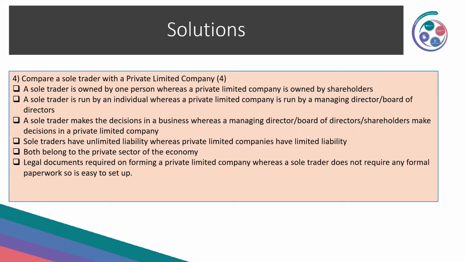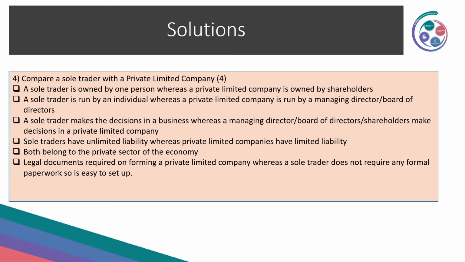From this table, the previous table, you should be able to answer this question. So a sole trader is owned by one person, whereas a private limited company is owned by shareholders. A sole trader is run by an individual or run by one person, whereas a private limited company is run by a managing director or a board of directors. So it's not acceptable at this stage to say more than one person. It's looking for you to give key information like a managing director or a board of directors.